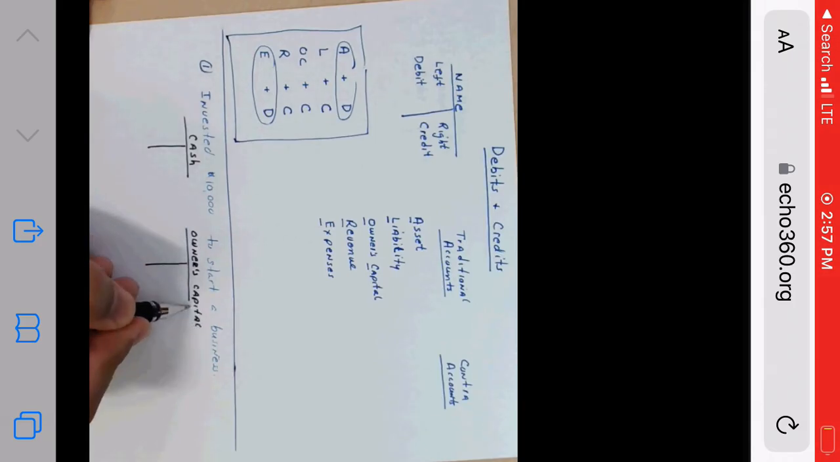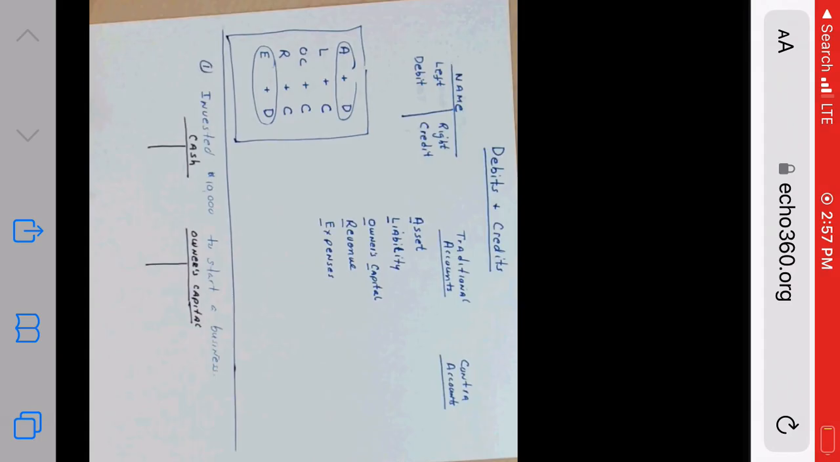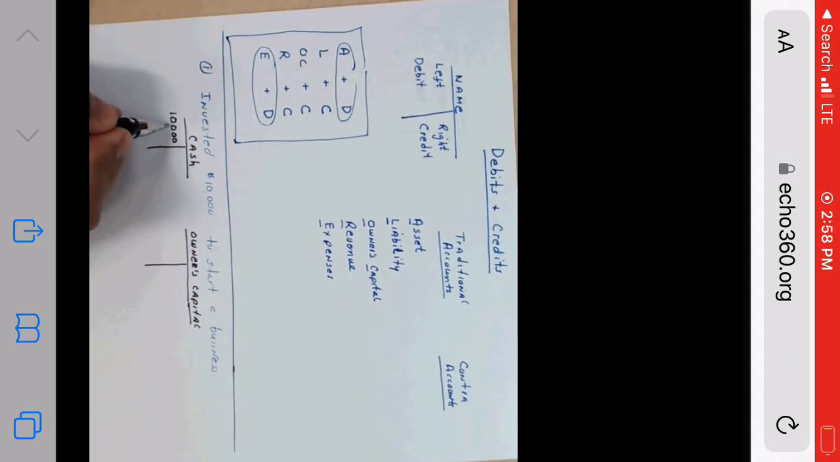Now, let's see what's happening to cash. Did the business have any cash in it before this first transaction? The answer is no. Does the business have cash now? The answer is yes, it has $10,000 in cash. So the value in the account increased. It went from 0 to $10,000. All right? What type of account is cash? Well, we know that cash is an asset type of account, and we know that asset accounts increase on the debit side, so we're going to show the $10,000 on the left side, which by definition is the debit side. And we're done with that account.